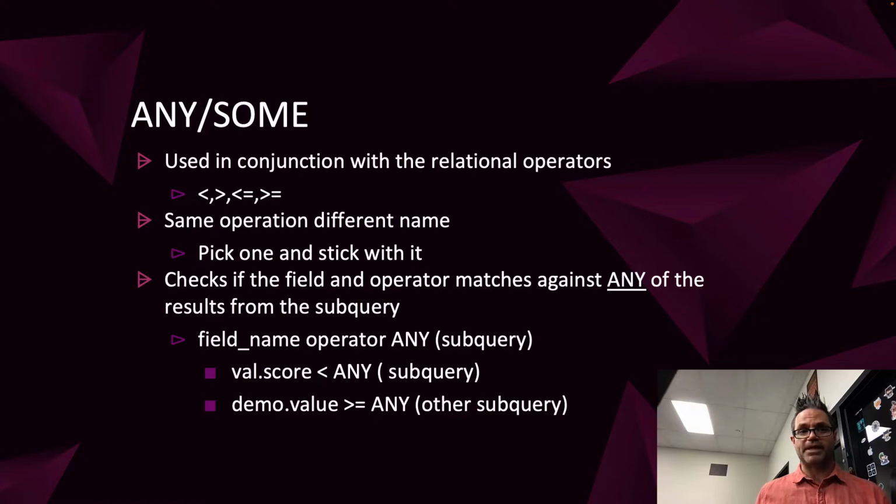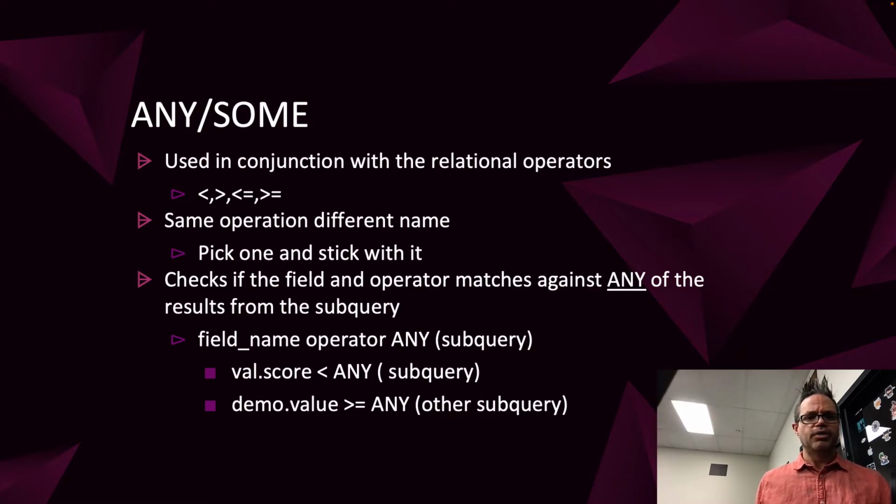We also have the ANY and SOME keywords. The ANY and SOME keywords are basically, is there any match? Should we match anything with this? And we use those in conjunction with the relational operators like less than, greater than, less than or equal to, or greater than or equal to. And these are actually the same thing. ANY and SOME, you just pick one. I like ANY, but if you want to use SOME, cool, great. Just pick one and stick with it. Don't mix and match in your query.